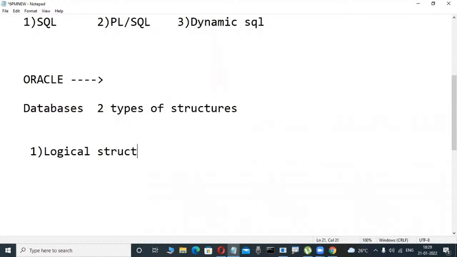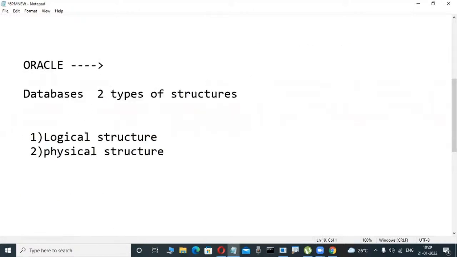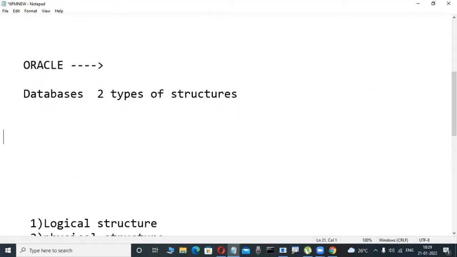Logical structure. Database means it is a place where we can store structure. Here one is logical structure, and another one is physical structure. Before we go on to say what the logical and the physical structure are in every database software, just look at the database definition in books. So many fellows write it like this. Today at least you will understand it.